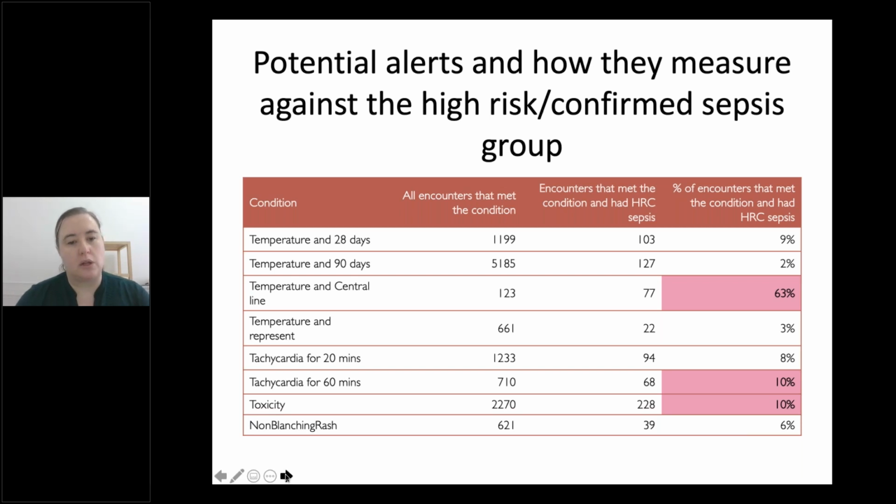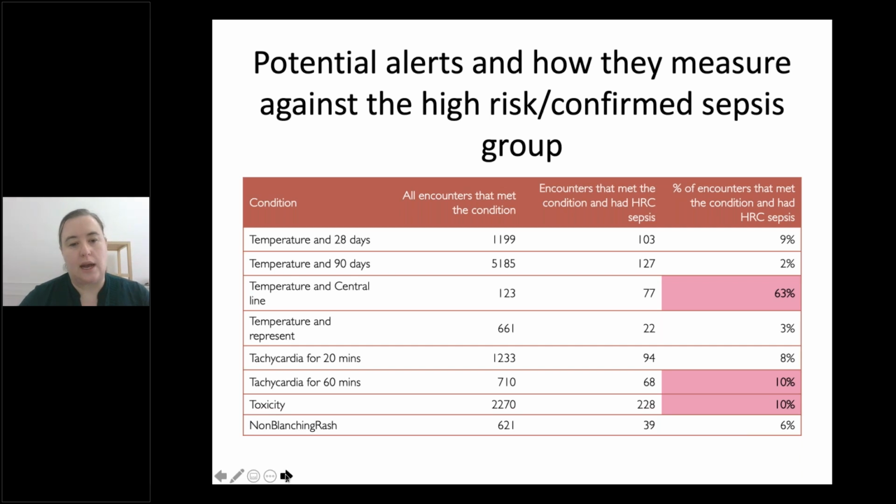So temperature in the central line is often oncology patients, and 63% of those patients meet the criteria for high risk or confirmed sepsis. For that cohort of groups, we have quite clear protocol and guidelines, so it probably won't be that helpful in determining who is suspected sepsis that we might be missing.